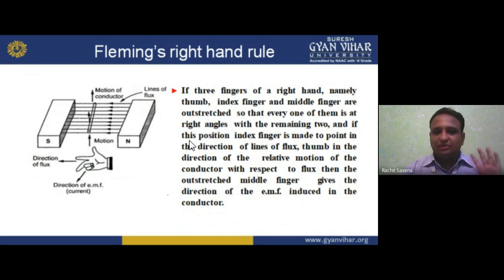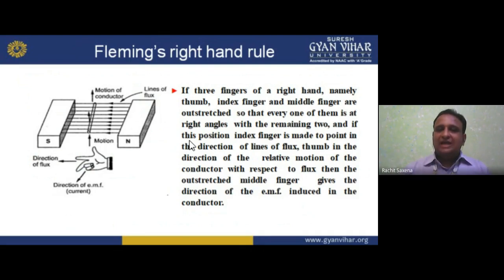Three fingers we can use only from our hand, because we have four fingers and one thumb. So we are using one thumb and two fingers. Which fingers are we using? First is your thumb, second is your index finger, and third is your middle finger.